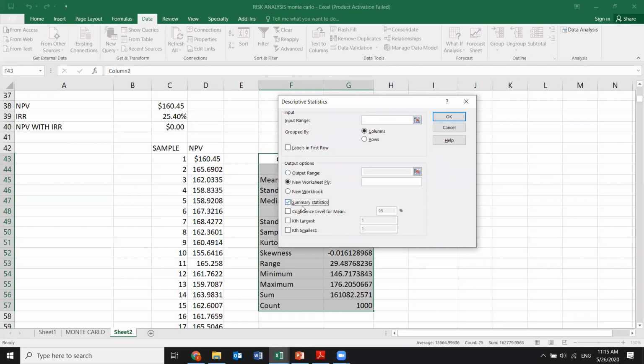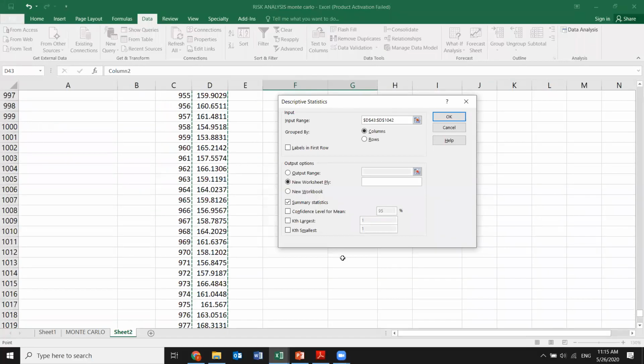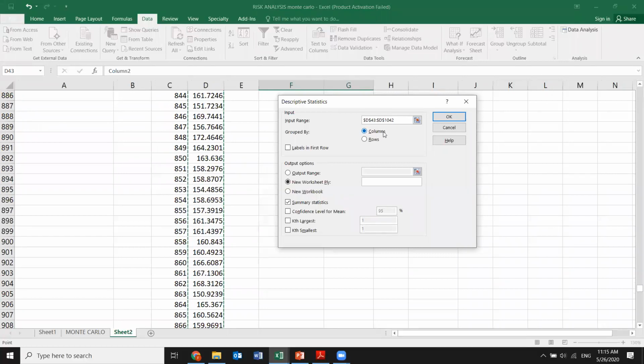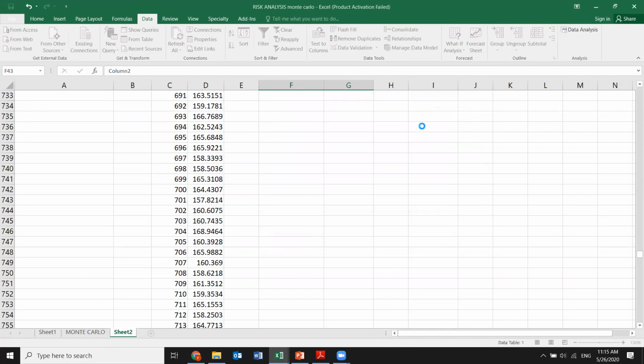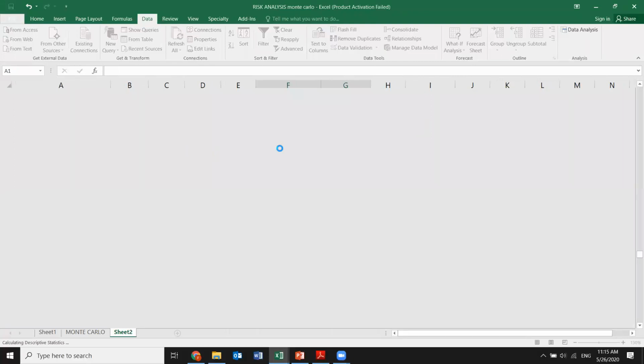But then the second stage that you choose is the summary statistics. This is what we needed. And the input range that you're going to evaluate is this. We would like to evaluate the NPV. It's from D43 to D1042. And if I choose the new worksheet, it's going to create a new worksheet for me, and we're going to have the data statistics in the new worksheet.